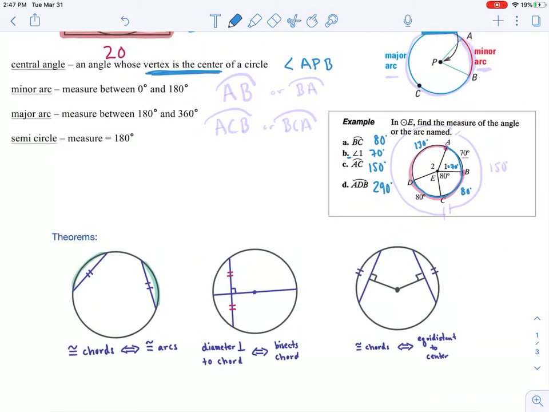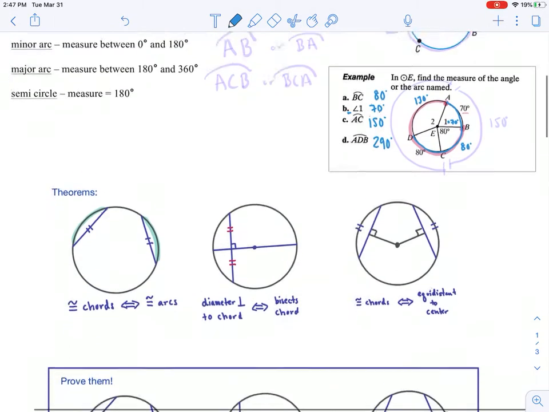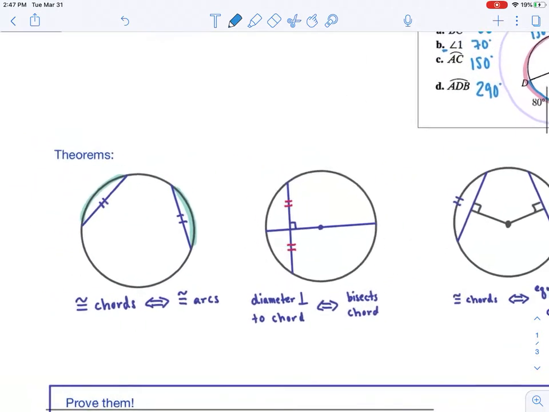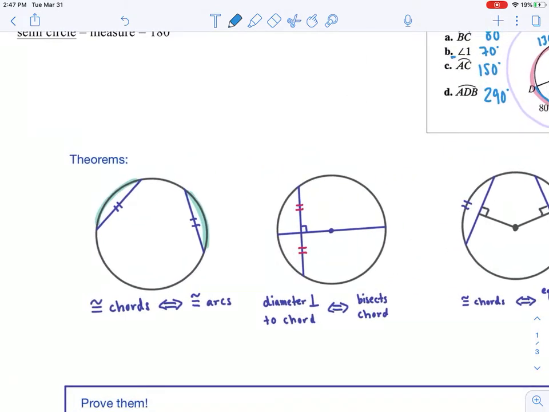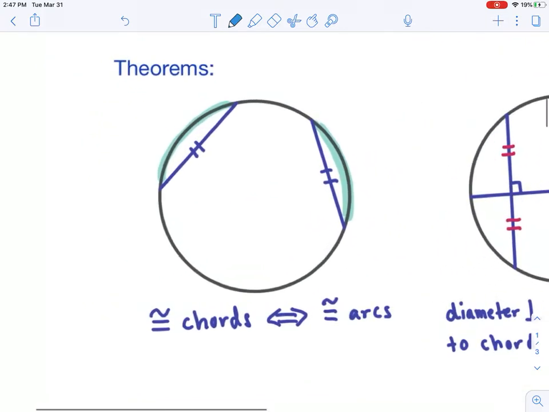Okay, here are our 3 theorems. The book breaks them down into words. I'm very visual, so I've got them in pictures and words. Theorem number 1, we got 3 of them today. Okay, congruent chords cut off congruent arcs. If the chords are congruent, the arcs are congruent.